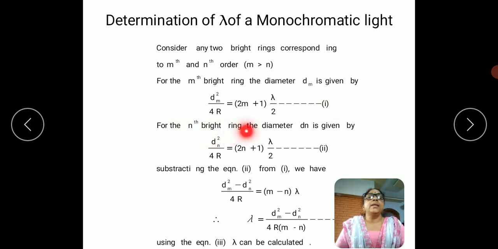Then for the nth bright ring, the diameter Dn is given by Dn square divided by 4R equal to (2n plus 1) lambda by 2. Say this is equation 2. Subtracting equation 2 from 1, we get Dm square minus Dn square divided by 4R equal to (m minus n) into lambda. After simplification, lambda is equal to (Dm square minus Dn square) divided by 4R into (m minus n). Say this is equation 3. So using equation 3, lambda can be easily calculated.